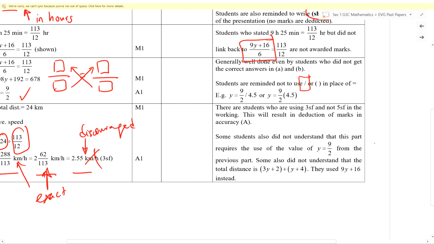Okay, these are some of the comments. Now if you used 113 over 12 as your time, but you rounded off with 3SF, you will lose an accuracy mark.